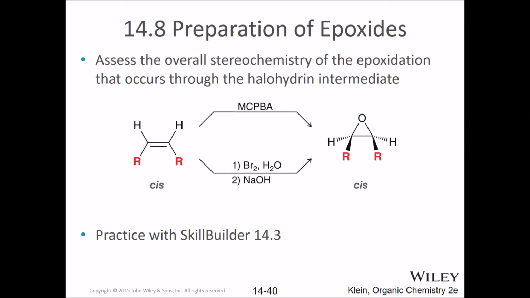So you've got two ways to make epoxides. Look at the overall stereochemistry that occurs through the halohydrin intermediate. In both cases, they turn out to be cis.